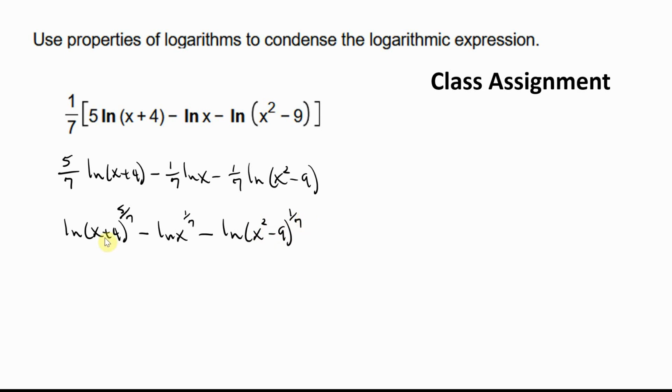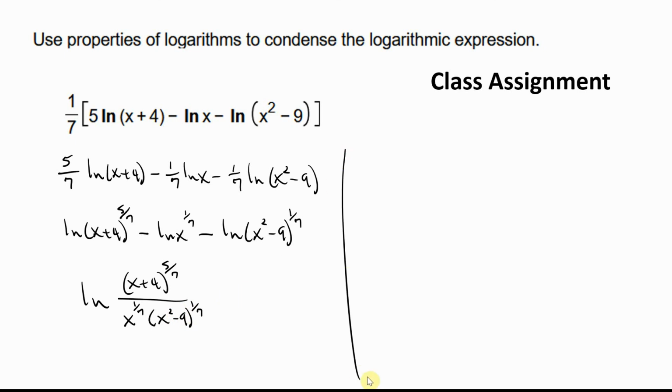So here, the only thing that's up top is this x plus 4 raised to the 5/7 power. The minus drops downstairs. Minus drops downstairs. So we have the natural log of x plus 4 to the 5/7 all over, and once they get downstairs, there's a plus sign. This is x to the 1/7 times x squared minus 9 to the 1/7. Now, that's the answer. You can leave it as that. If you want to spice it up, you can.